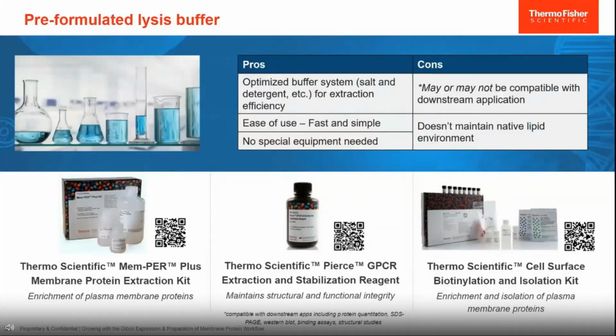So here are some examples of pre-optimized kits we offer. We have our Mem-PER Plus kit, our GPCR extraction reagent, and then our cell surface biotinylation kit. I want to note that the GPCR extraction and stabilization reagent is often a great choice because it's suitable for downstream applications, including protein quantitation, SDS-PAGE, Western blot, binding assays, and some structural studies. It's also a very simple workflow.